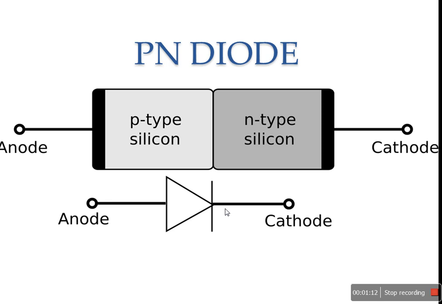So this is the symbol of the PN diode. So this is anode and this is cathode. The PN diode is having the two terminals. The terminals are called as the anode and cathode.